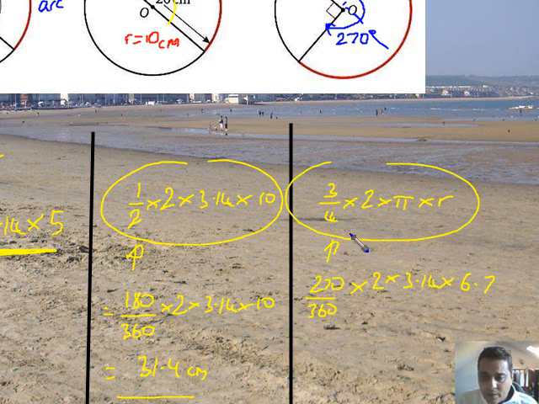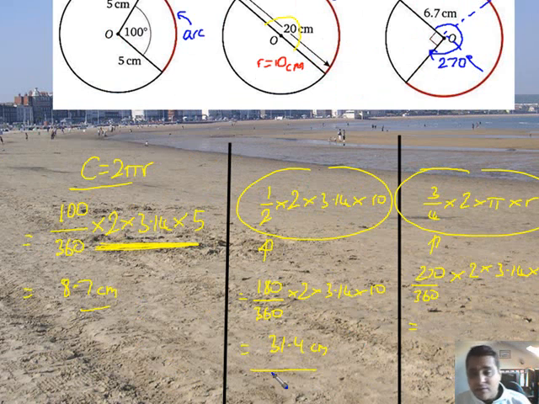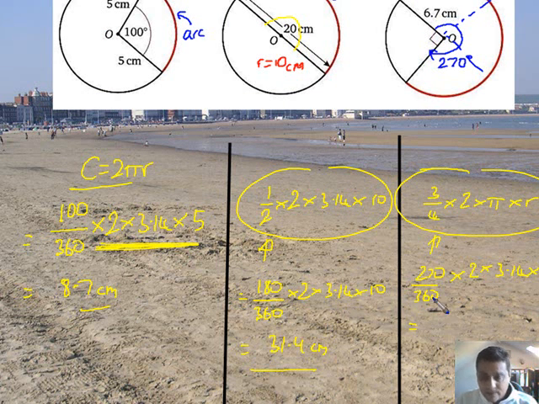Again, any one of these two will work fine. And I'm going to put the 3/4 into the calculator, because 270 over 360 is clearly 3/4. So let me just do that. 3 divided by 4 times 2 times 3.14, that's the pi, times the radius of 6.7. If I press the right buttons, I will get the correct answer.